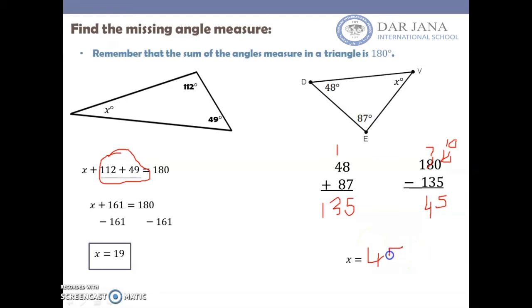So these are the two ways. Either I will do the first method here, which is I write an equation, and these are the steps. Or the second method, I add the measures of the angles given, which are two. I add them and then I subtract the answer from 180. I got x equals 45.